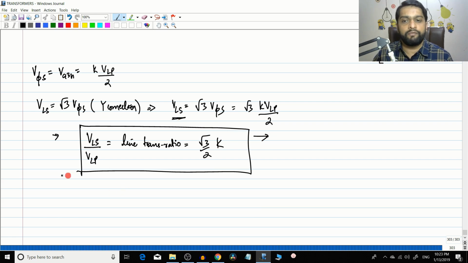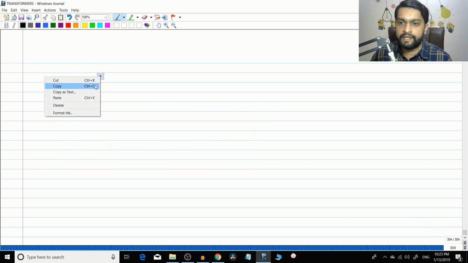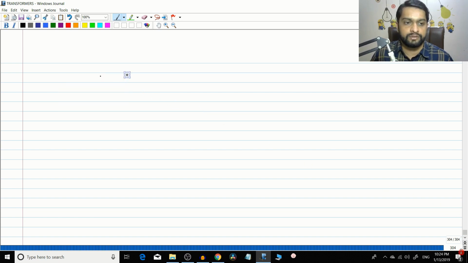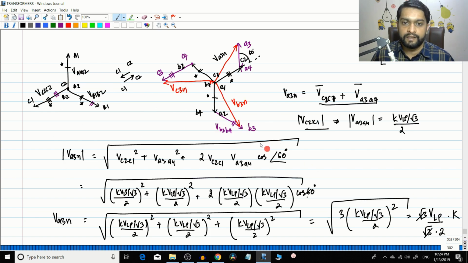So now you have found out the equation, right? This is the equation that we have found out. I hope there was no confusion here. Now let us see the vector group. For the vector group, again you can use the vector diagram. I think it is still there. I'll just paste it. Oh, something else came there. So let's take this vector diagram once again.